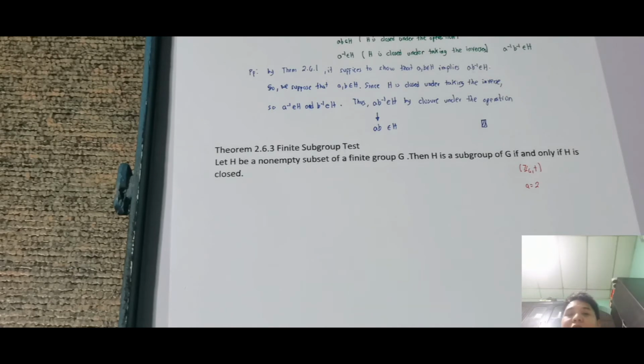So, dito nga, meron siyang theorem. So, let H be a non-empty subset of finite group G. So, again, a finite group G. Then, H is a subgroup of G if and only if H is closed. So, yun yung sabi, no? H is a subgroup of G if and only if H is closed, if H is closed under the operation.